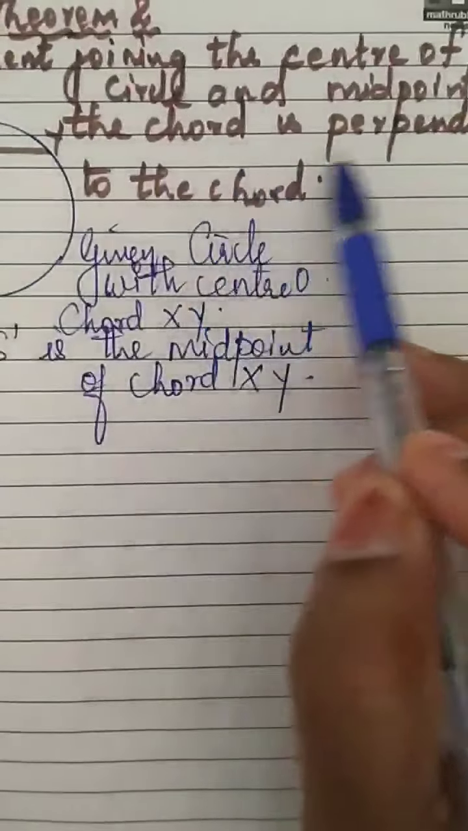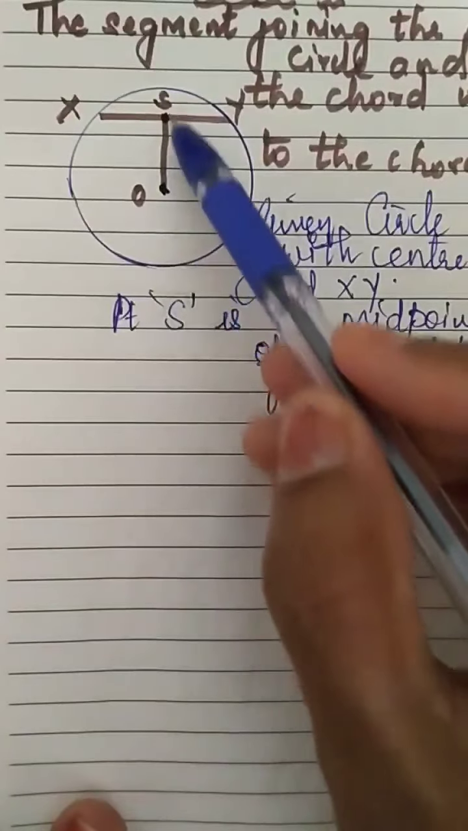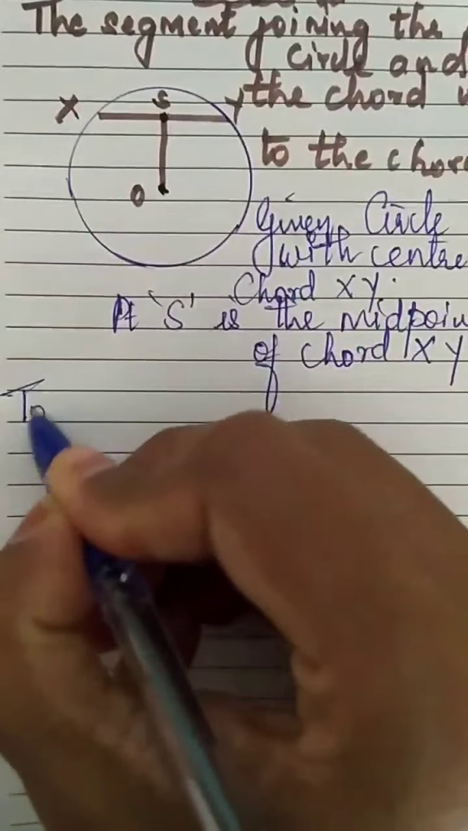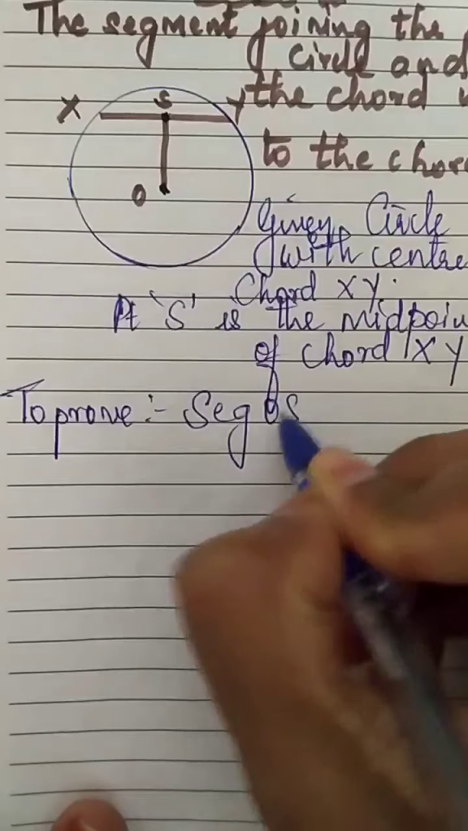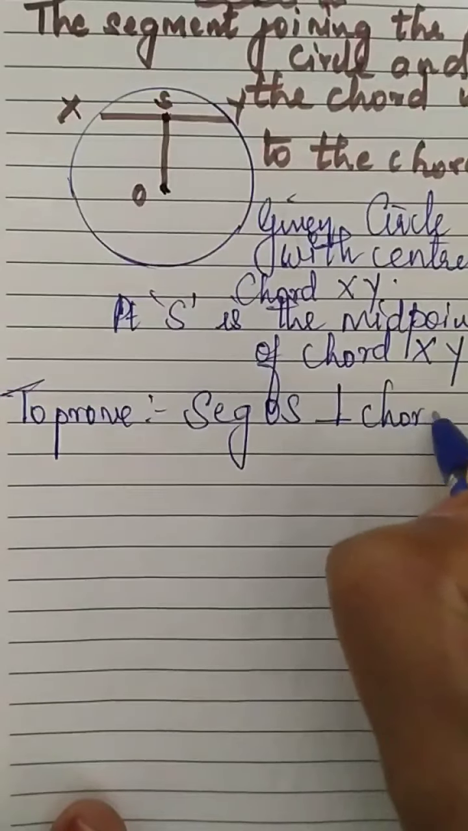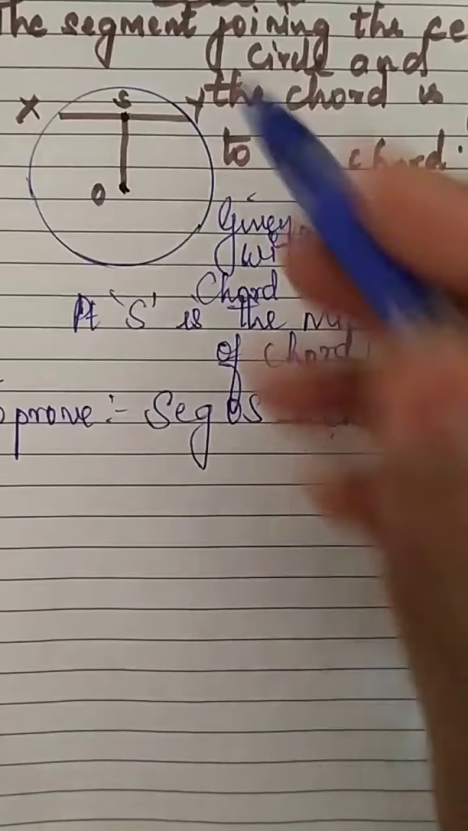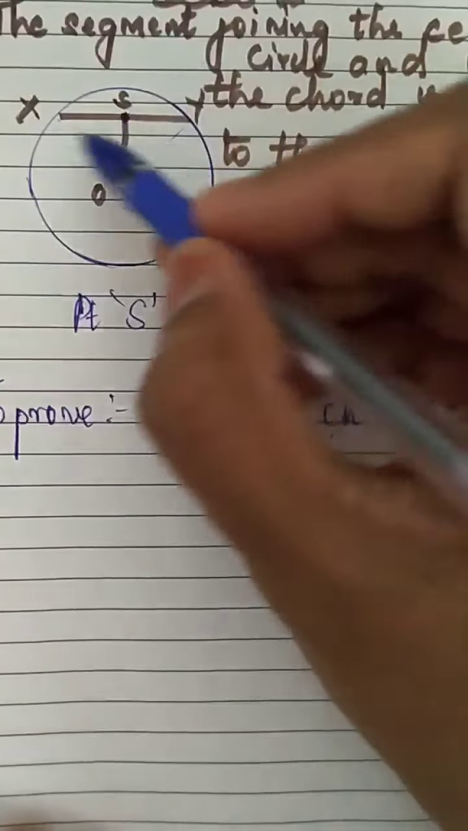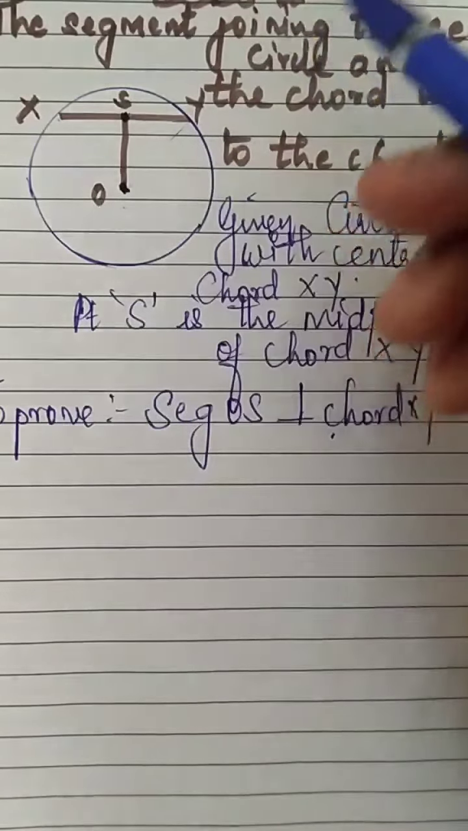So what I said, the segment joining the center of circle and midpoint of chord is perpendicular to the chord. That we have to prove. So we want to prove that segment OS is perpendicular to chord XY. Okay. So if you understood what is given and what is to be proved, nobody will stop you from joining the radii like we did before. Take the triangles. Now here 90 degrees is not given. Okay. So we can't prove by hypotenuse side test.